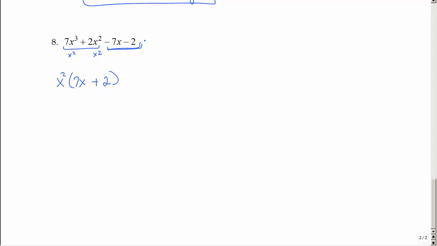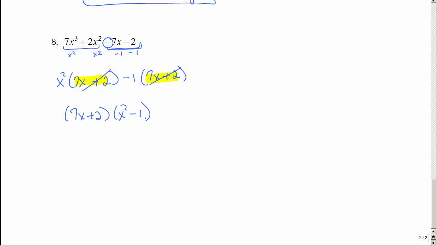Well, what does the second grouping have in common? Really nothing. Okay, they always have a 1 in common. But since there's a minus, let's take out a negative 1. So if I divide each by negative 1, that's going to change the signs. And so yes, that matches. So I'm going to take out what matches. What's left?